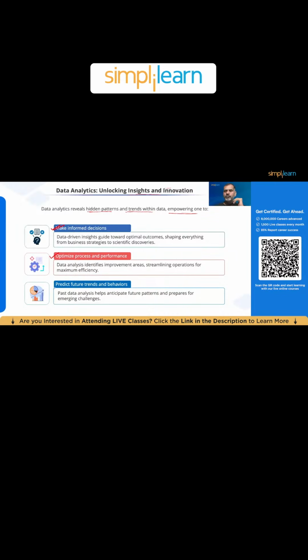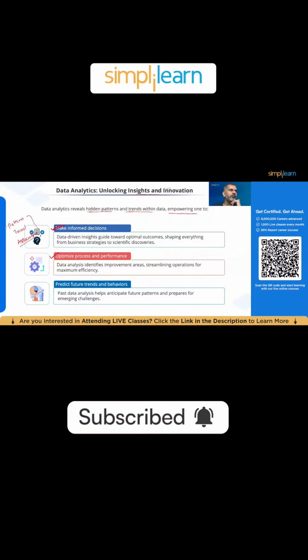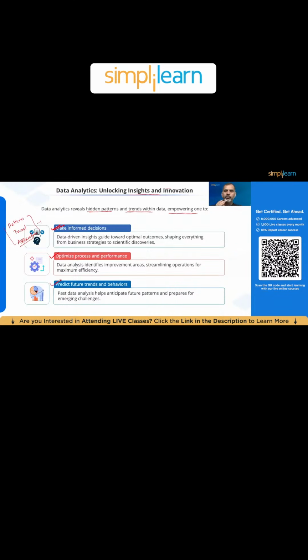And finally, as the outcome of data analytics, once you identify any patterns, trends or associations in the data, you can use this information to train a model that can help you to make future predictions. So these are the objectives of the overall process of data analysis. Data analysis helps you to make better, more informed decisions. It can help you to optimize the process and performance of the system. And it can help you to make future predictions in terms of trends and behavior that you can see from the past data.